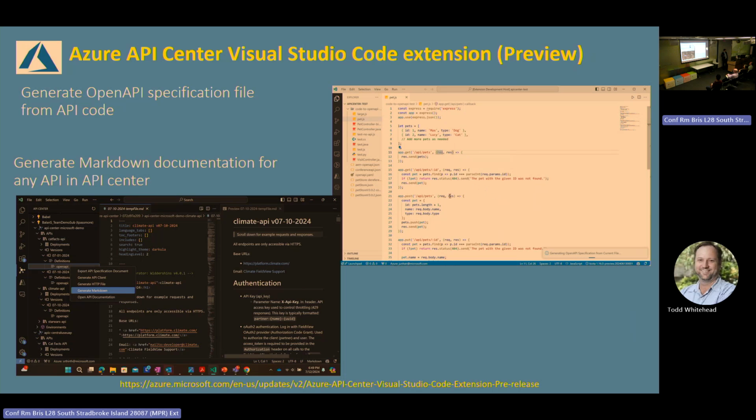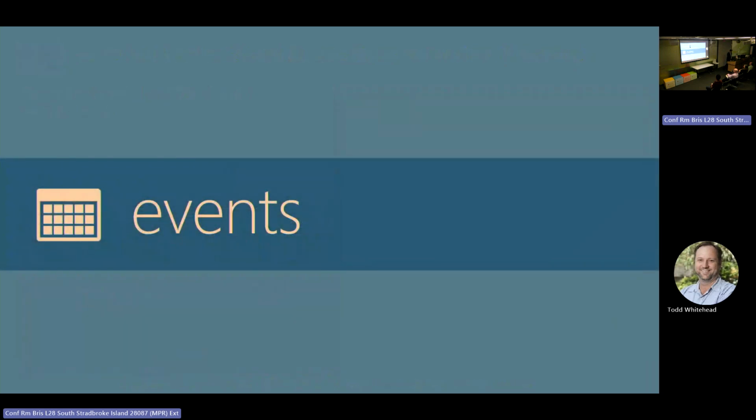And on that topic, we've got some code extensions for VS Code. A couple of things you can do there: you can get an OpenAPI specification file from your code, and then you can generate Markdown as well. So that's pretty cool. All right.